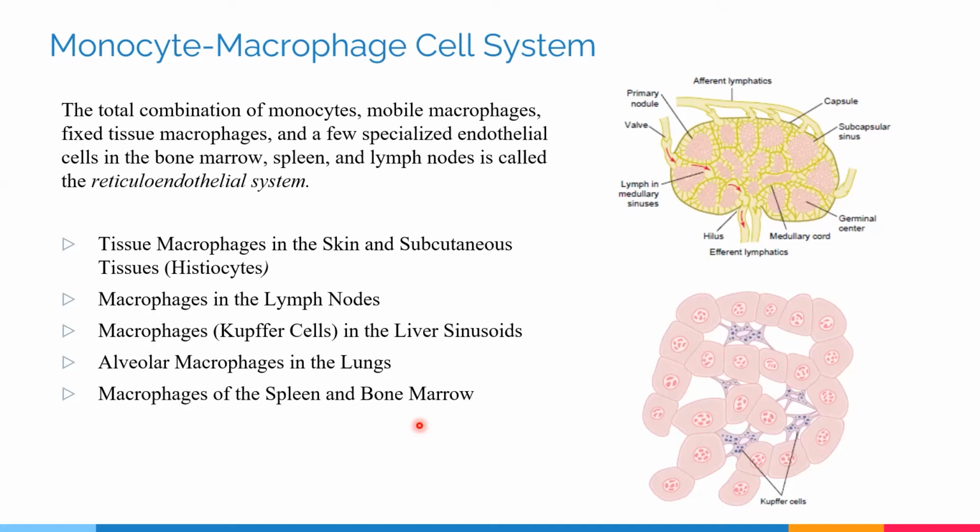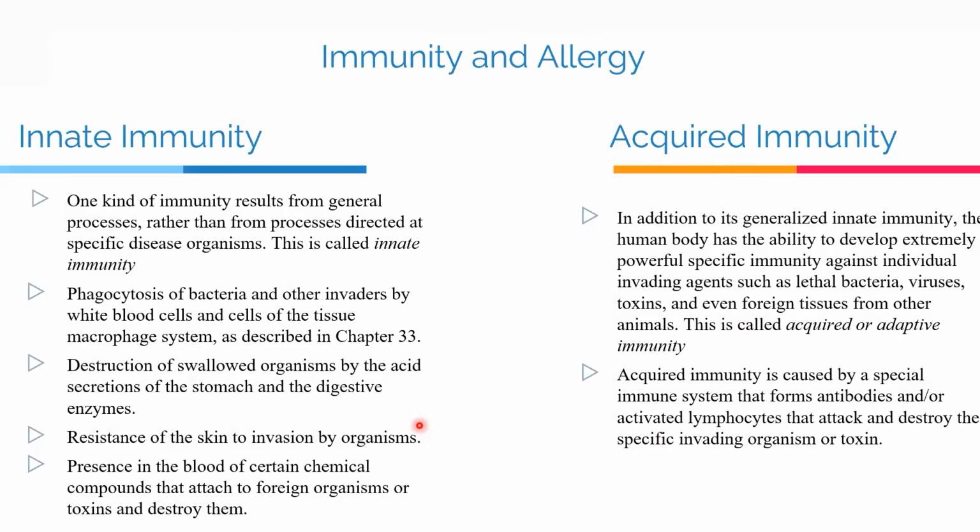This is all that we had on the topic of white blood cells or leukocytes. We have covered the leukocytes themselves as well as the monocyte macrophage or the reticuloendothelial system. Next, we move on to immunity.